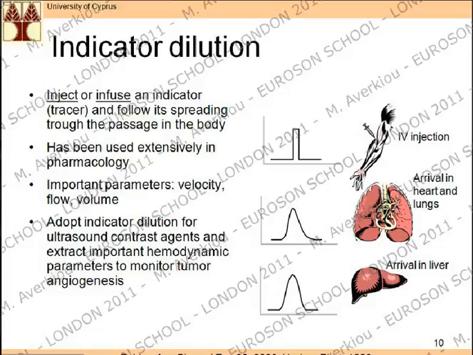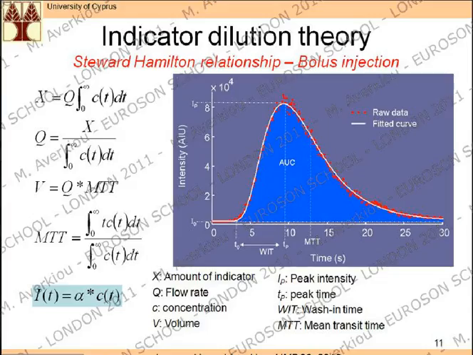One of my favorite references that does a great job of explaining these theories is a paper by Zierler from 2000. But there are papers that date back to 1829, to give you an idea. The important parameters here are the velocity, the flow, and the volume. So what we want to do in ultrasound is adapt these theories for ultrasound contrast agents and try to extract important hemodynamic parameters. As I said before, I'm going to only talk about bolus injection because this is the protocol we applied for this study.